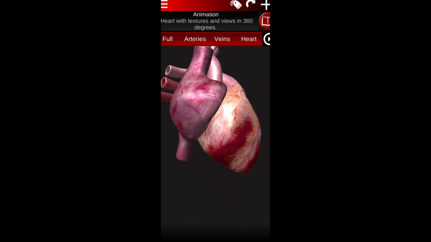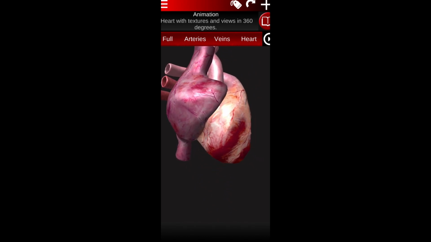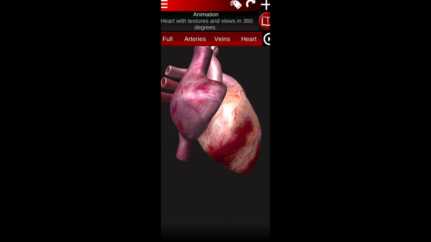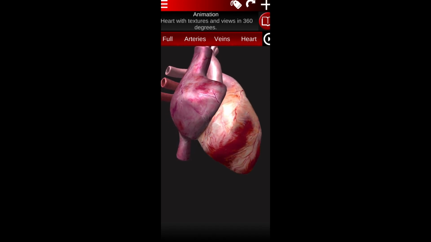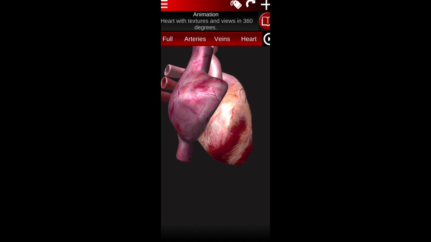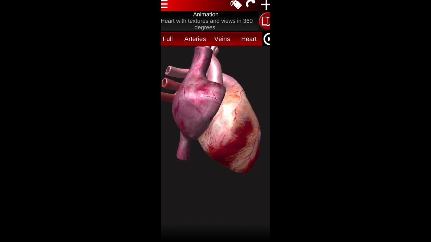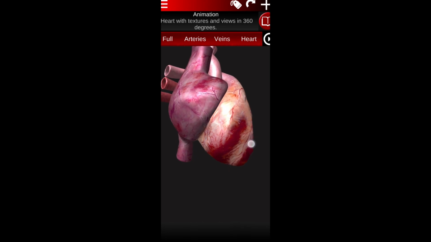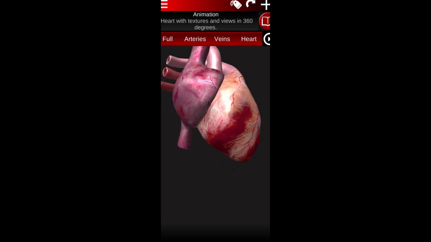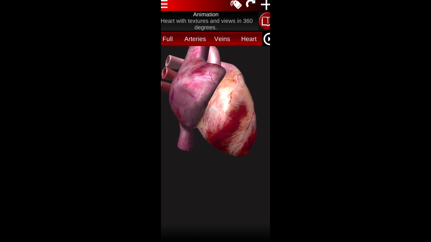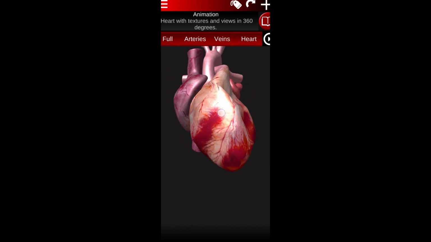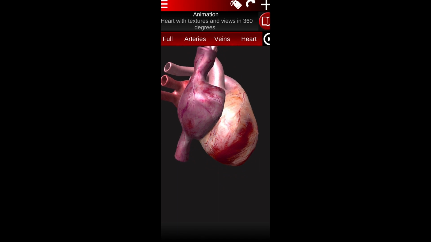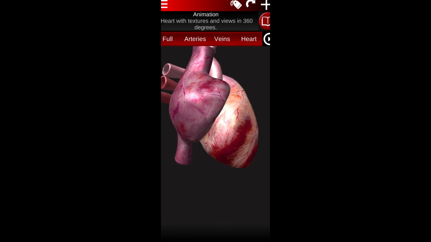So this is the auricle or atria. Whenever these atria are contracting, the blood is going to the ventricles. When the atria contract, this is called the atrial systole. And when the ventricles are getting dilated, this is called the ventricular diastole. Whenever the ventricles are contracting, this is called the ventricular systole. And when the atria are getting dilated, this is called the atrial diastole.